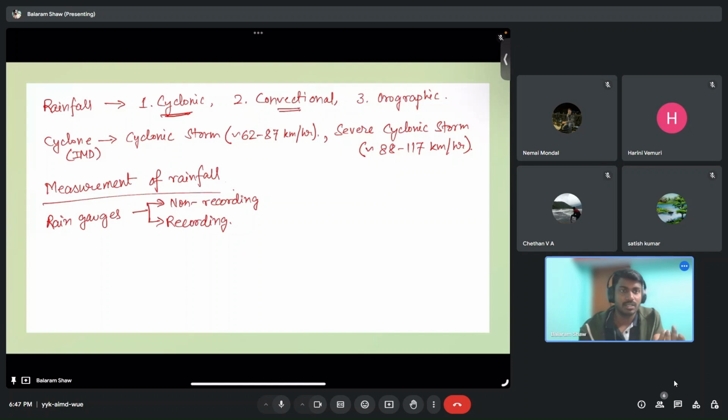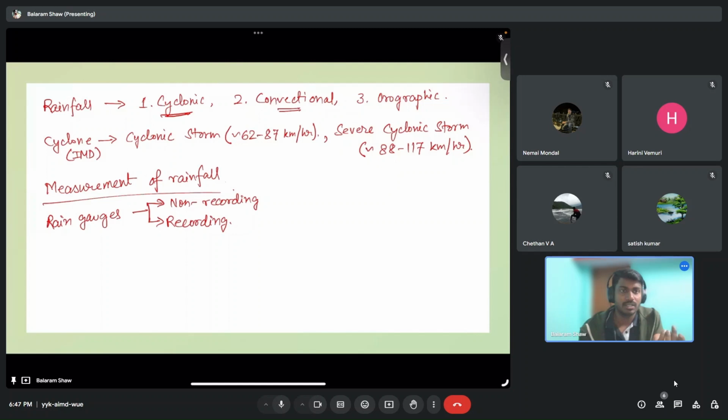So let's get back to the gauges. For non-recording gauges, there is Symons rain gauge. There will be a vertical or cylindrical container with the top open, because the rainfall will happen there, and it will have a diameter of 127 mm. A funnel-shaped funnel will be there so that the water will go in.